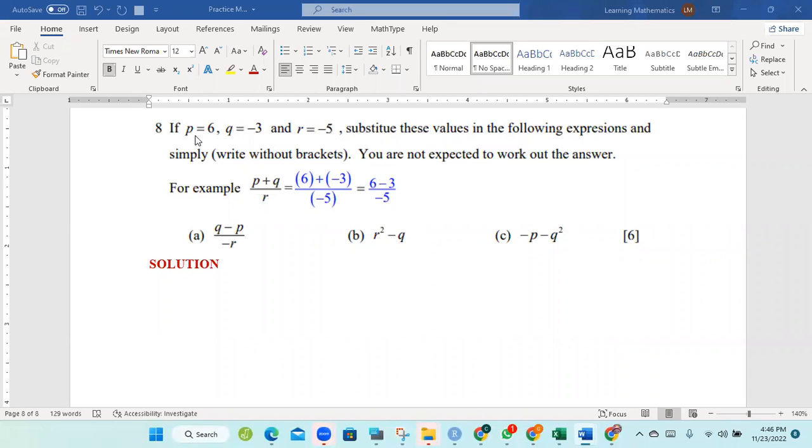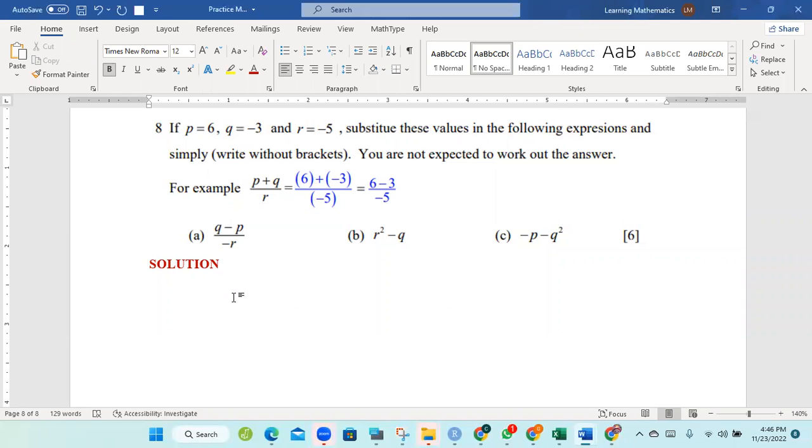This question says, if P is equal to 6, Q is equal to -3, R is equal to -5, substitute these values in the following expressions and simply write without brackets. So again, this question does not want you to work it out. It just wants you to substitute into brackets and then remove the brackets. You are not expected to work out the answer. So this is just an exercise to practice substitution into a formula and then to clear the brackets.